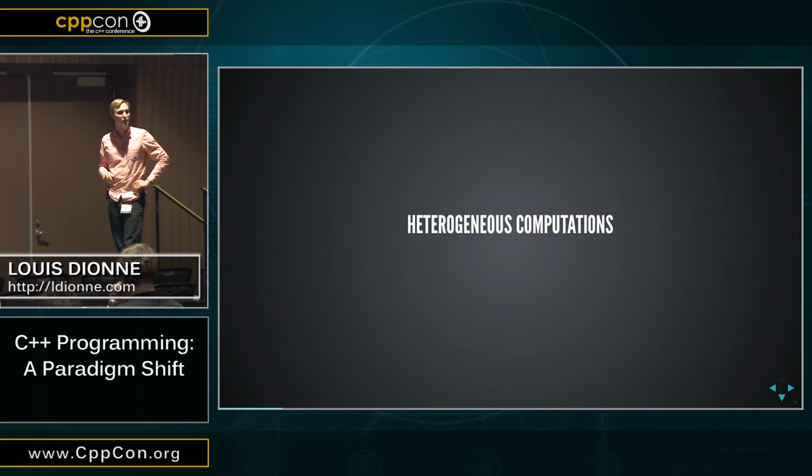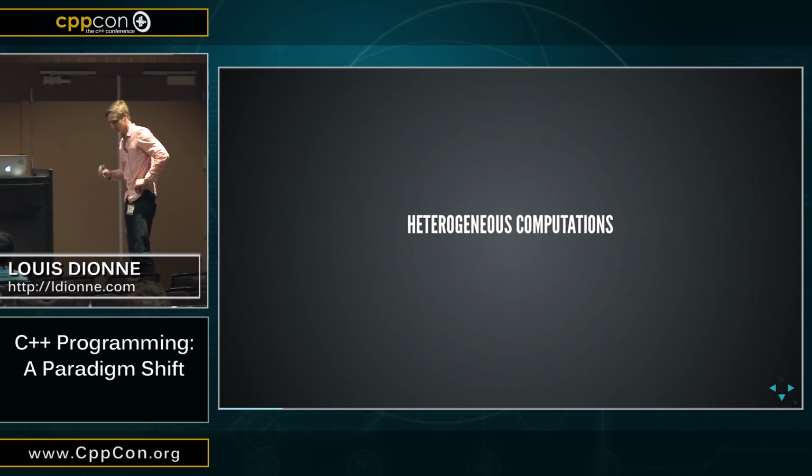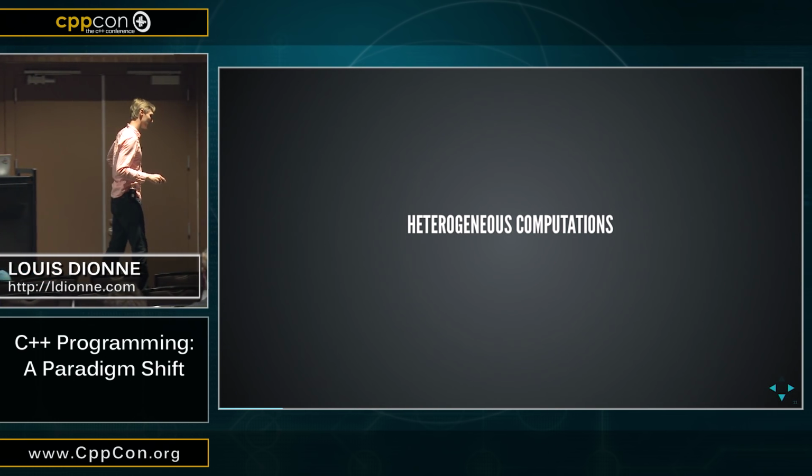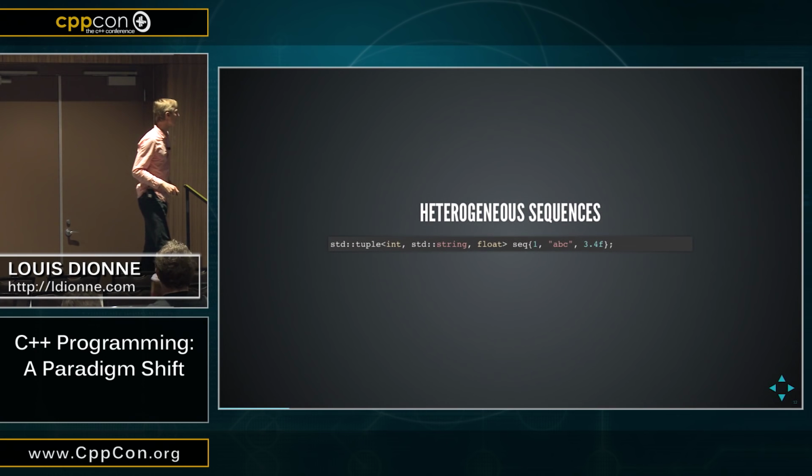And now, the third quadrant. Now we're getting kind of funky, right? Heterogeneous computations. What does that even mean? So in that world, we have heterogeneous sequences. A heterogeneous sequence is simply a sequence that can hold objects with different types. Say std tuple is a heterogeneous sequence.